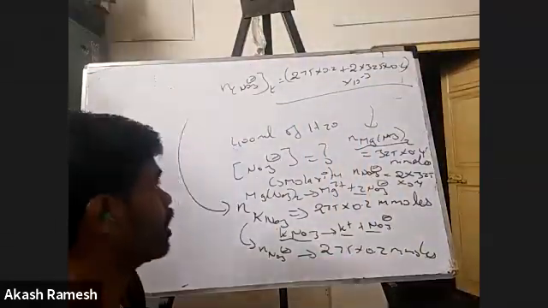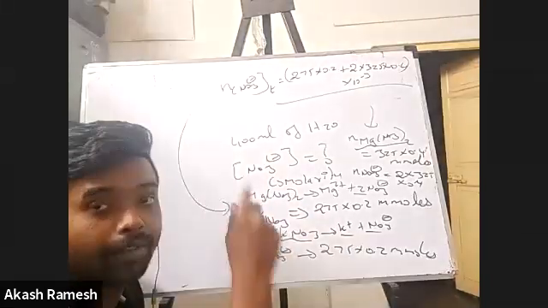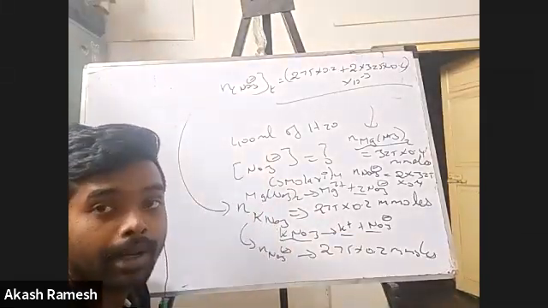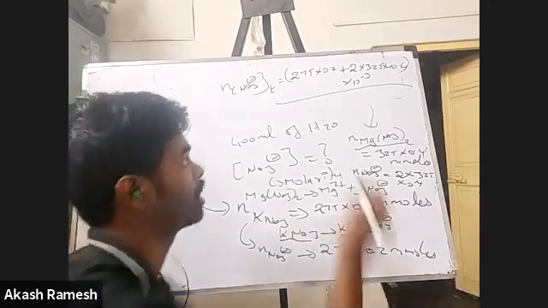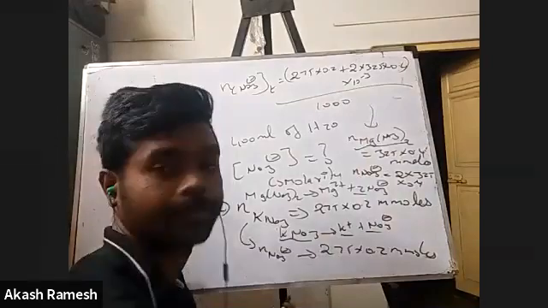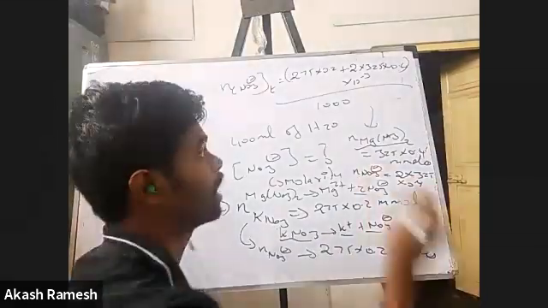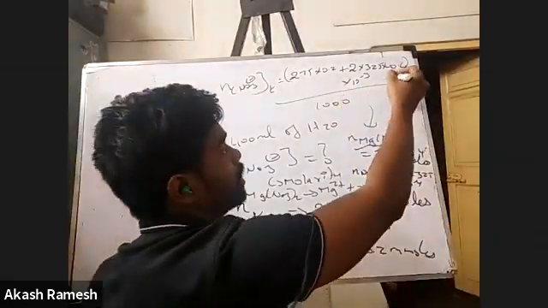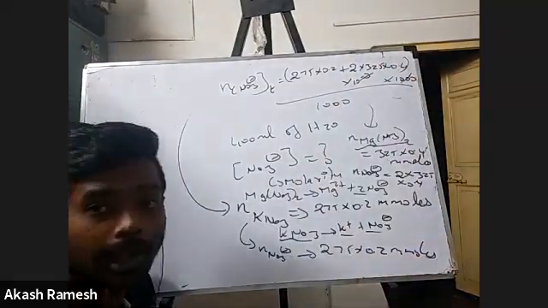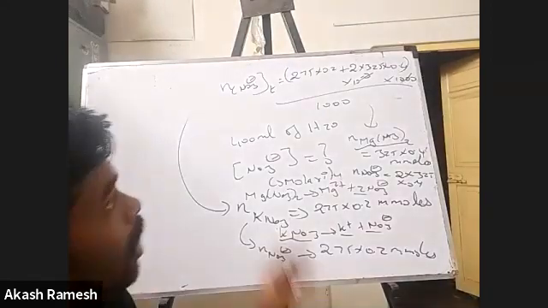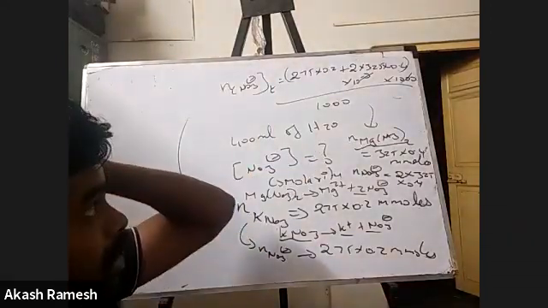Total volume is how much? 400 plus 325 will become 725, and 725 plus 275 will become 1000. It's 1000 ml. Since you're using ml in the numerator, I have to put 1000, so 1000 and 10 to the power minus 3 get cancelled. So all this divided by 1000 is going to be the answer.